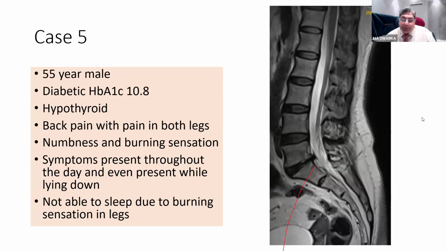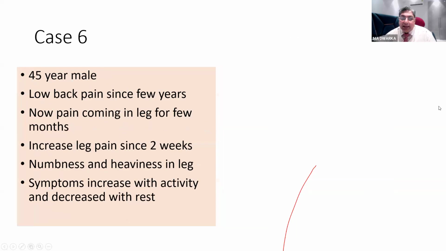Let's move on to our next patient, which is the last patient that we'll be discussing. This is a 45-year-old male, has had low back pain for a few years, and now pain has started coming in the legs for a few months, and it is increasing since the last 2 weeks. There is numbness and heaviness in the legs, and the symptoms increase with activity and decrease with rest.